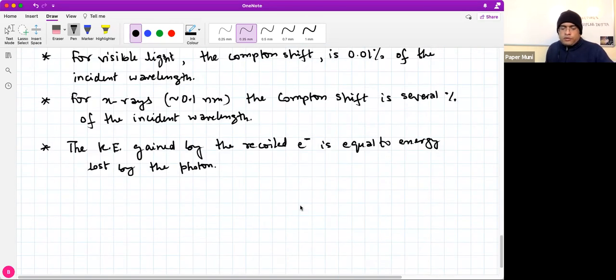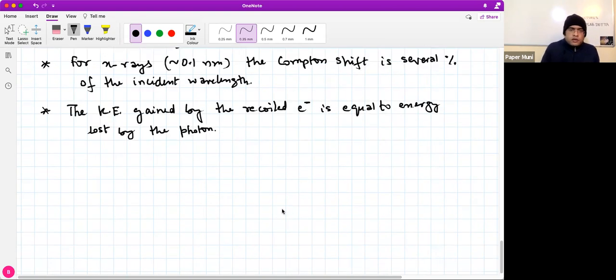Now let's do some problems. This is a really good question. You have to remember whatever points I have given you, and if you understand them properly, you'll be able to solve all the problems. This is a question from IITJAM again.